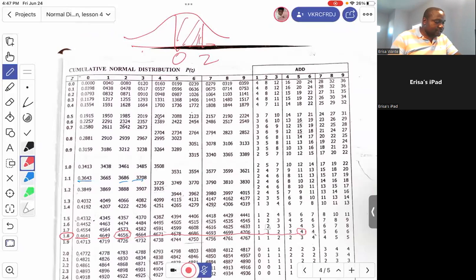So that is it. You have to know how to use these tables. You must know how to play around with the table to be able to read probabilities.